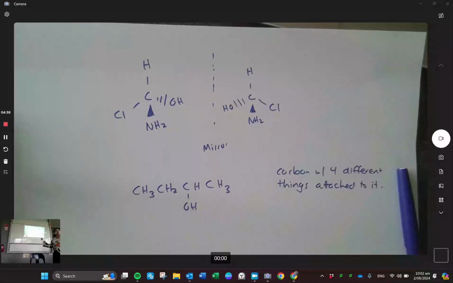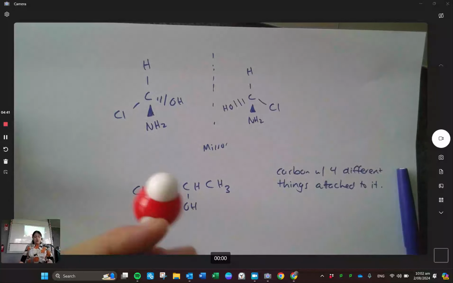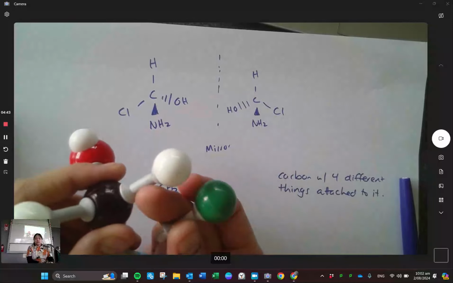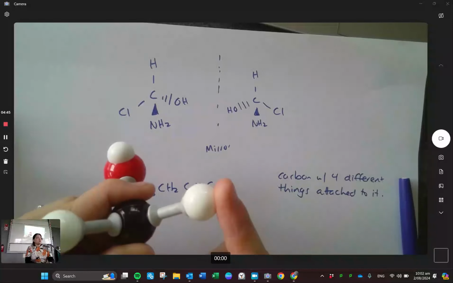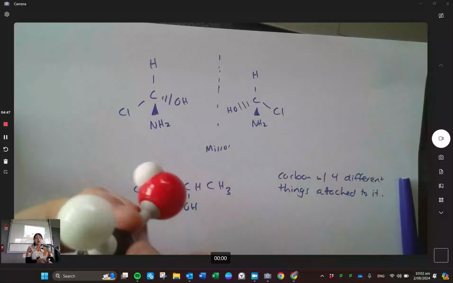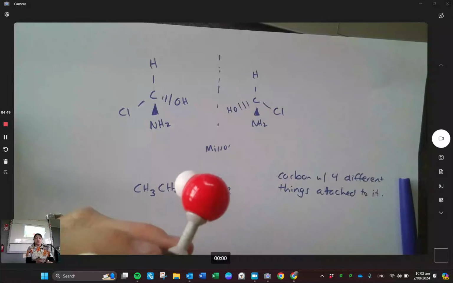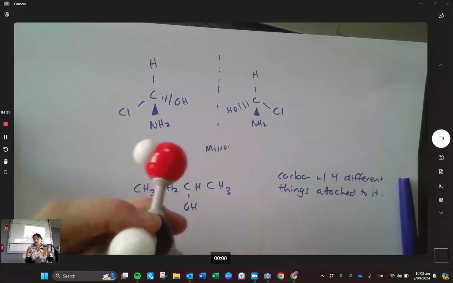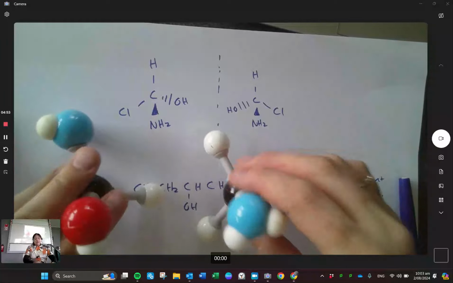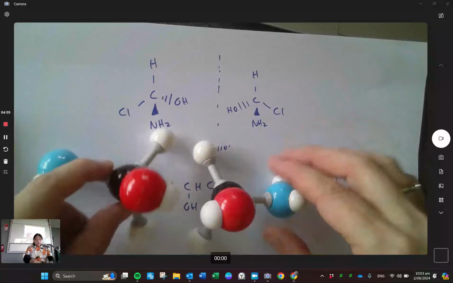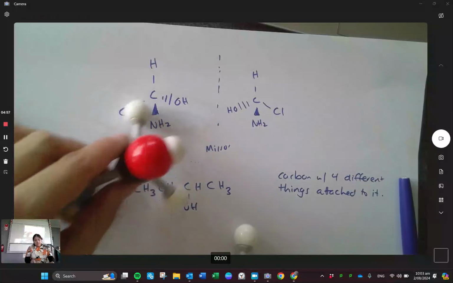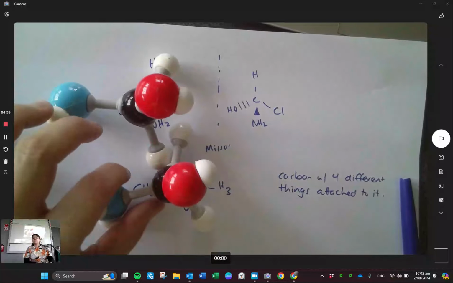So in this case, I have taken my molecule, I have taken out the chlorine that was there, and I swapped it out for another hydrogen. So now my carbon has 3 different things attached to it, not 4. So when I have that, I am going to be able to rotate this around to make the same molecule. You see?